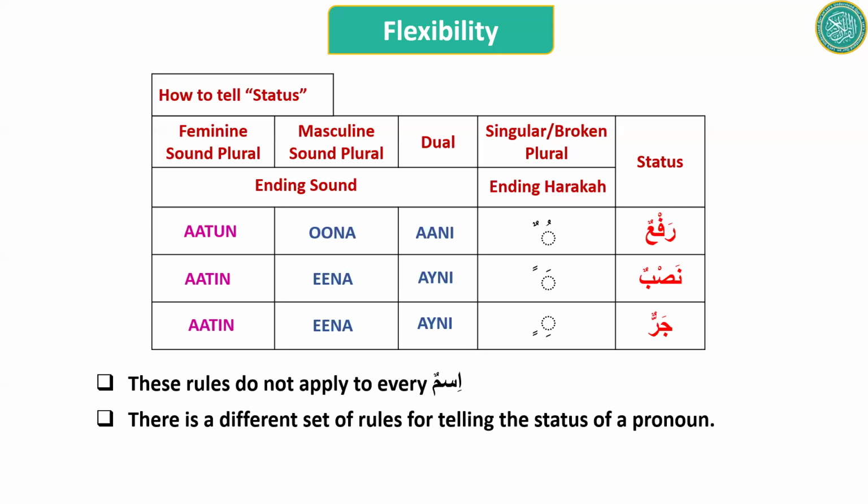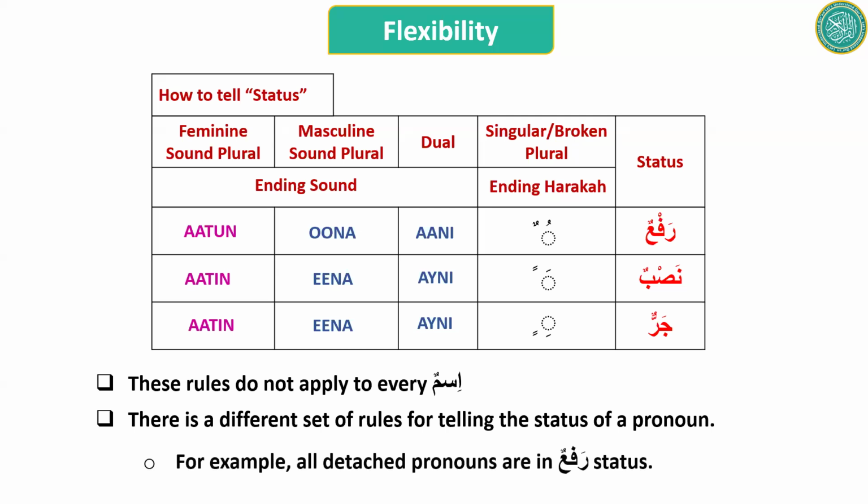So all the pronouns have a different set of rules. They do not follow these rules, which are shown here in the table. For example, a detached pronoun is always in rafa status. That is the rule. When you see a pronoun which is in detached state, you can simply say it is in rafa status.